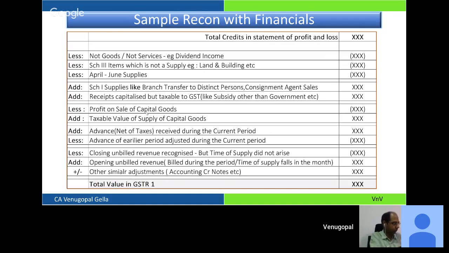Or I have my April to June, which is not there in my GST turnover. I have my interbranch transactions, which is there in GST, but not there in books of accounts. Or I would have sold a capital asset. I only have profit on sale of assets in my P&L account, but for the purpose of GST, I have to recognize the full taxable value of the sale of this capital goods. So there are various adjustments that need to be done from the P&L account to arrive at the value which needs to be there in GSTR1.